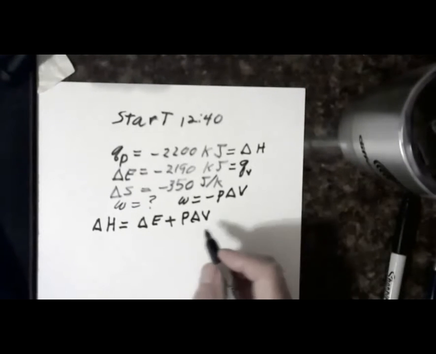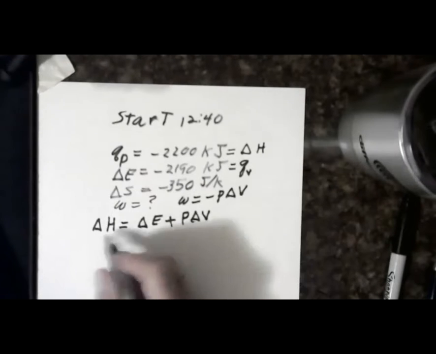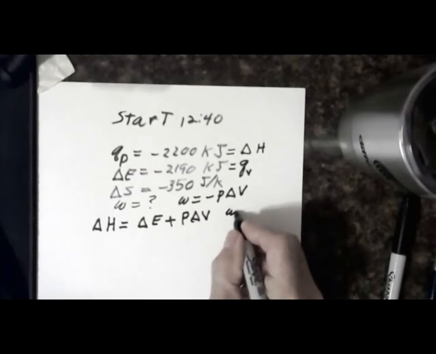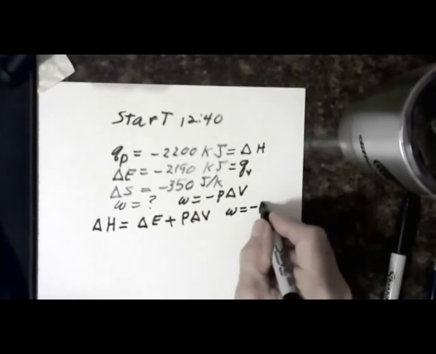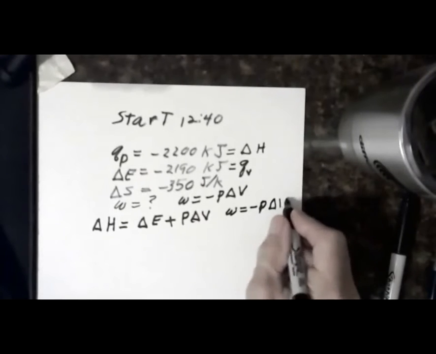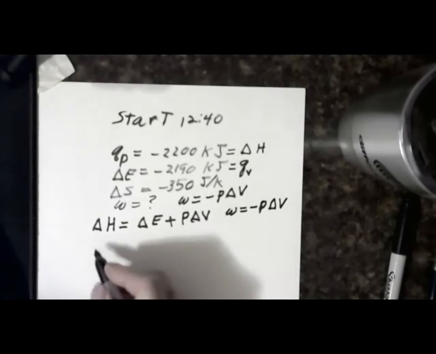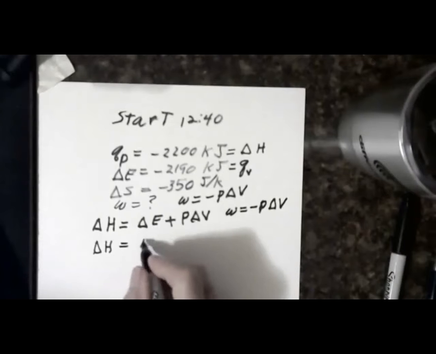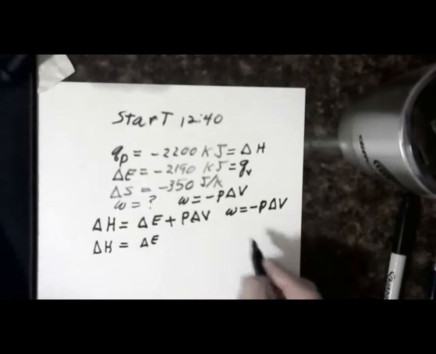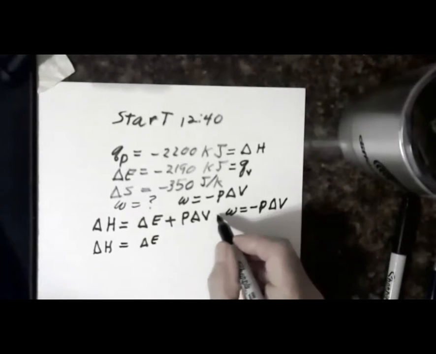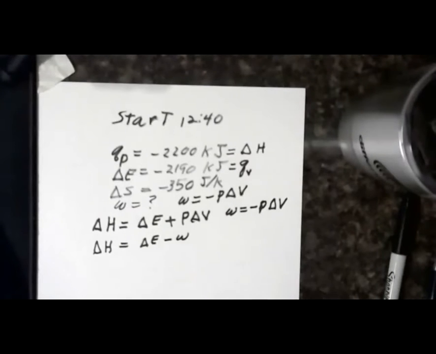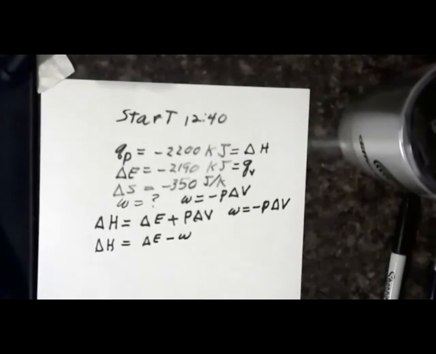So if the pressure is held constant, we can pull that out of that relationship, and we use this relationship. The reason I put it this way is because work is equal to minus P delta V. So that gives me a relationship where delta H is equal to delta E, and if I put the minus sign on the other side, that P delta V is minus work.